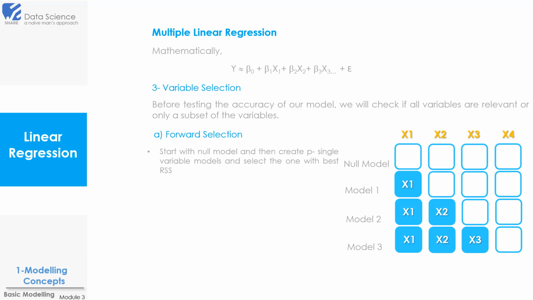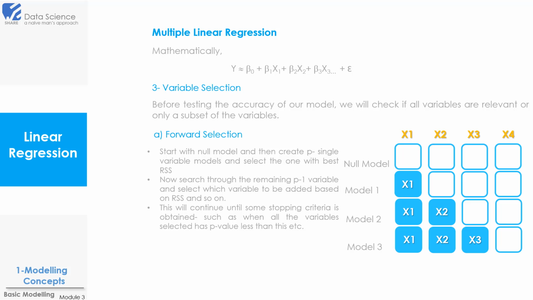So in forward selection, as you can see on the right hand side, we start with the null model that has no variables. Then we create models with a single variable and select the model with the lowest RSS. Now search through the remaining variables and select which variable to be added based on RSS. And then we'll create another model and add another variable based on RSS, and so on. This process will continue until some stopping criteria is obtained. Now the stopping criteria could be user defined, such as when all variables selected have a p-value less than a certain value, or it could be something else.